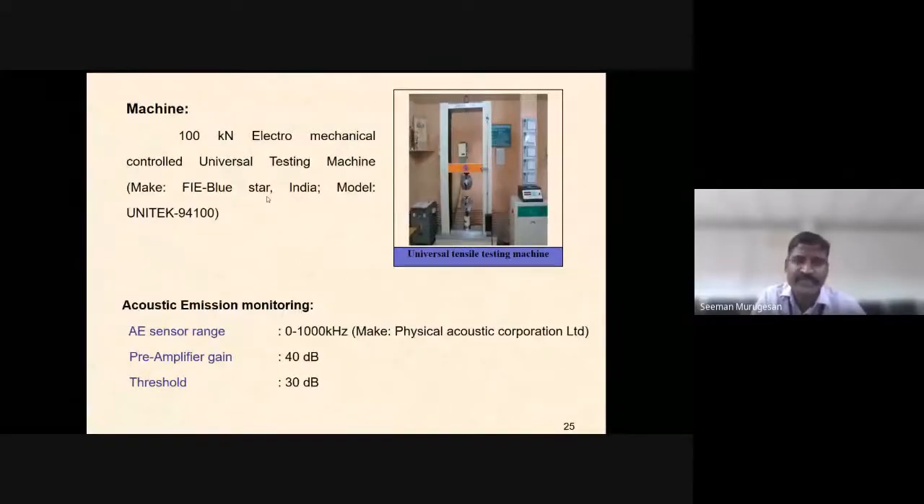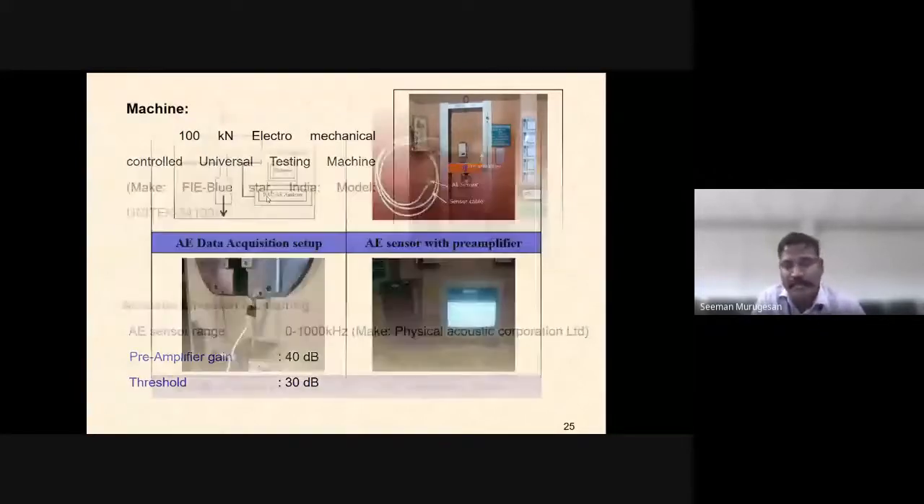For the acoustic emission monitoring, the AE sensor range used is 0 to 1000 kilohertz. The preamplifier gain I am using is 40 dB, but the preamplifier has 20, 40 and 60 dB available. Depending upon your requirement, you have to set the preamplifier to either 20, 40 or 60. I fixed the preamplifier gain at 40 dB. The threshold I fixed at 30 dB.